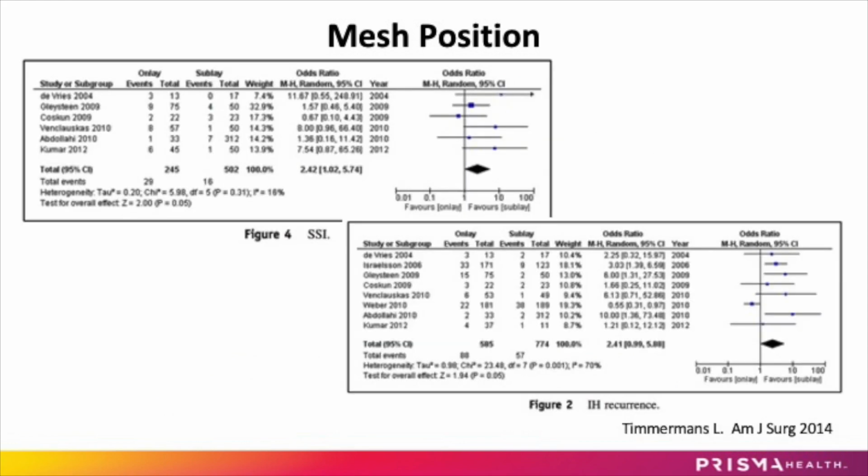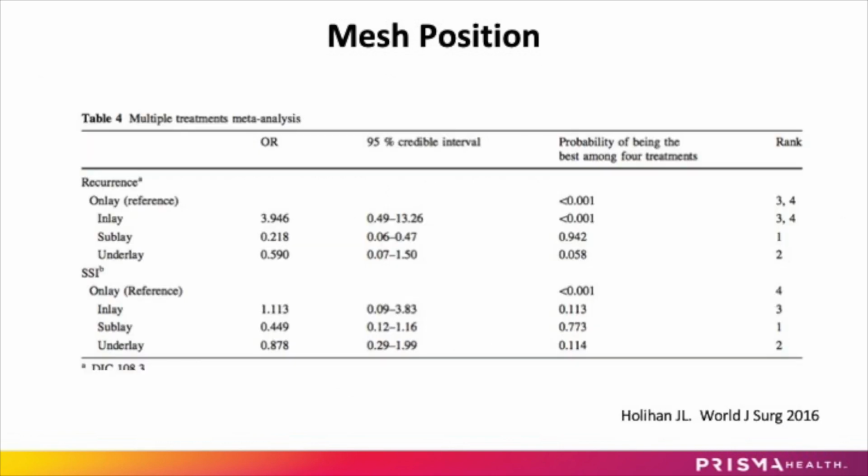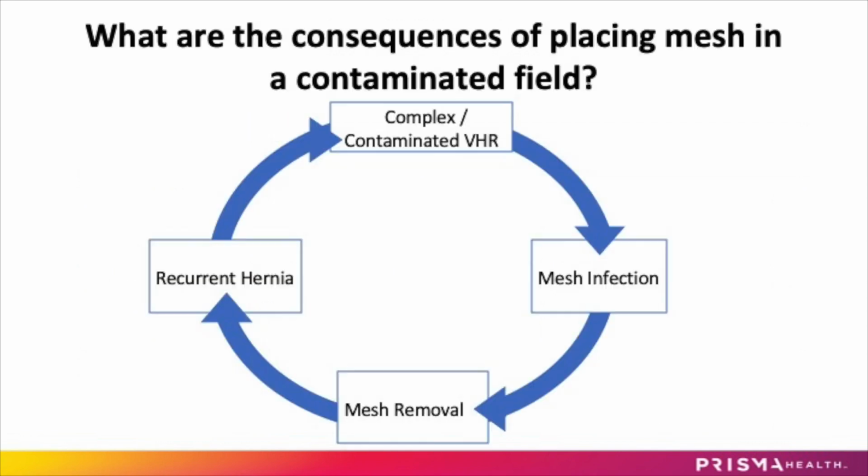Previous meta-analysis comparing sublay retromuscular repair to an onlay repair with mesh show a significant benefit of the sublay position in terms of both SSI as well as hernia recurrence. Another recent analysis confirmed that sublay has the highest probability of being the best repair in terms of both hernia recurrence as well as SSI compared to the onlay, inlay, or underlay techniques.